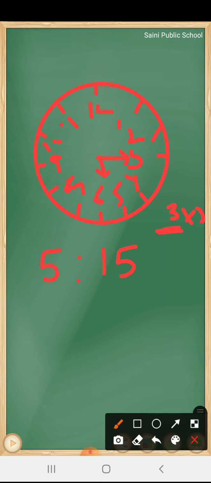By our hour hand we will write the hour, then a colon. For finding minutes we will multiply by 5 the number on which the minute hand exists. Now 5:15, so we can write it like this.